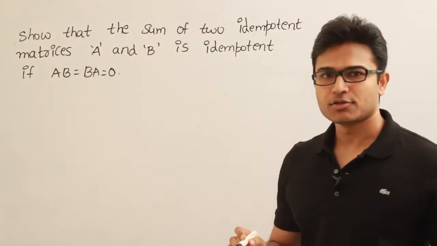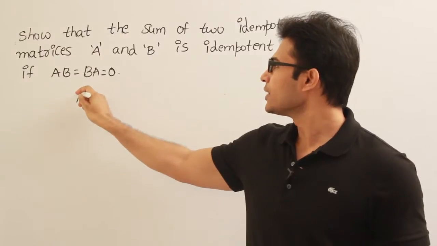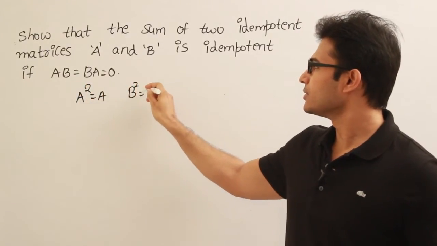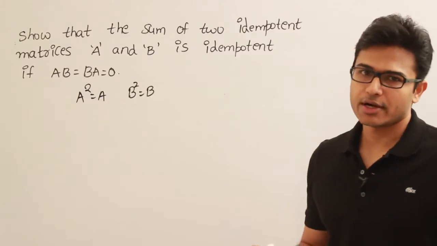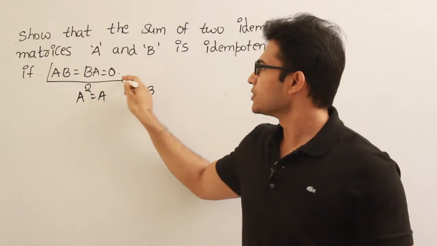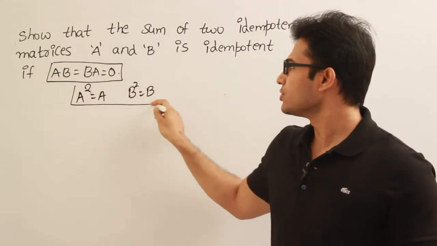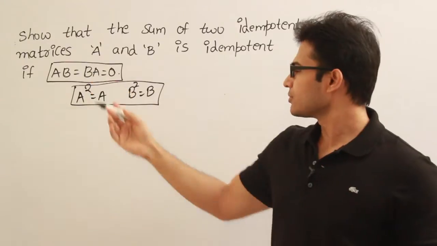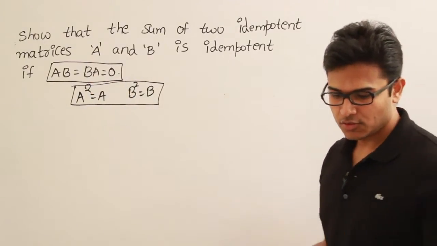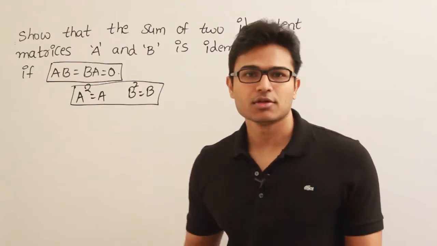Okay, so what they wanted to prove is, finally we have to use the facts that A and B are idempotent. So if A and B are idempotent, we know that A square is going to be A and B square is going to be B. This is what we know, since they are idempotent, right? And also they have given this equation, right? So we are supposed to use these three equations, probably four equations, and then we have to prove that the sum of these two idempotent matrices A and B is also idempotent.